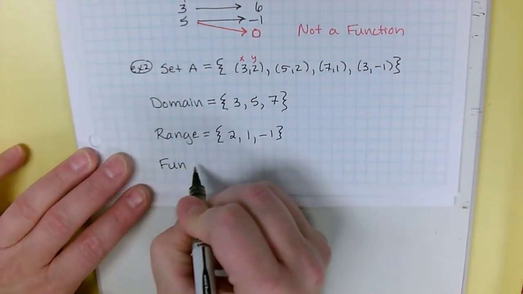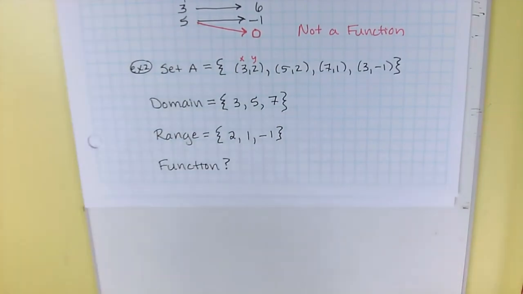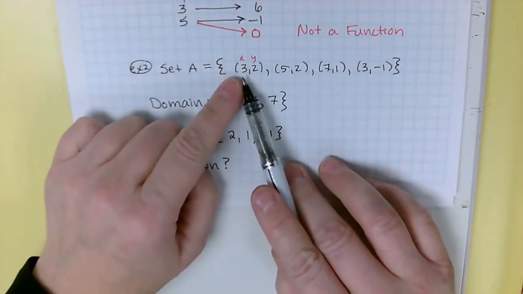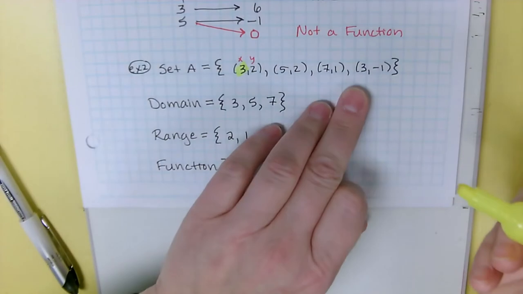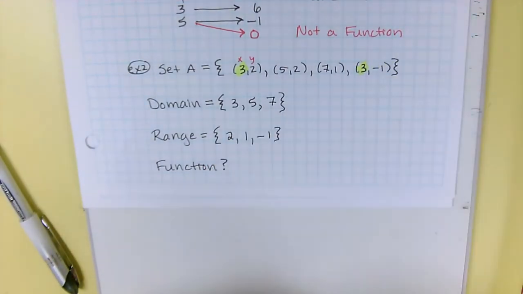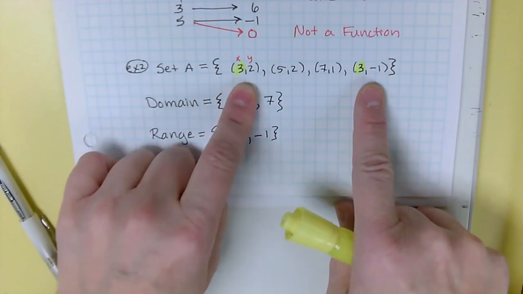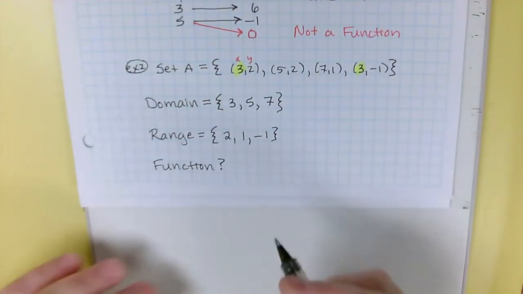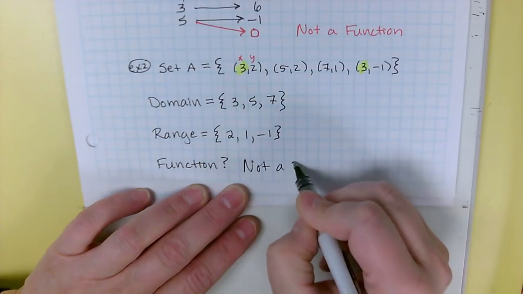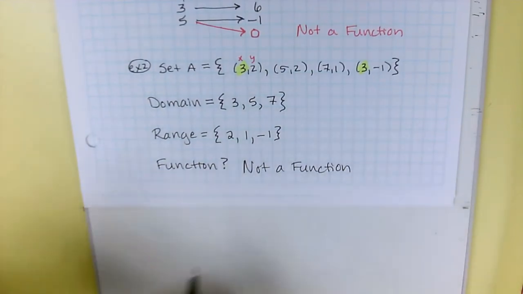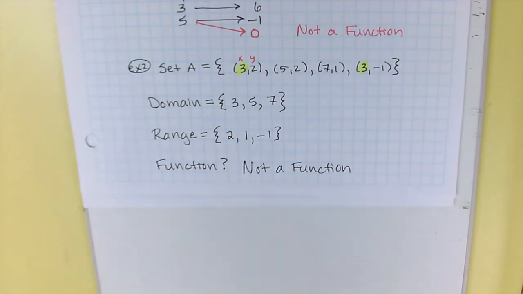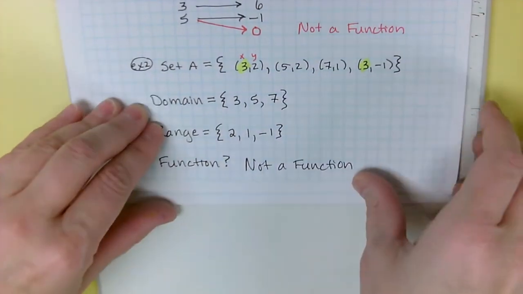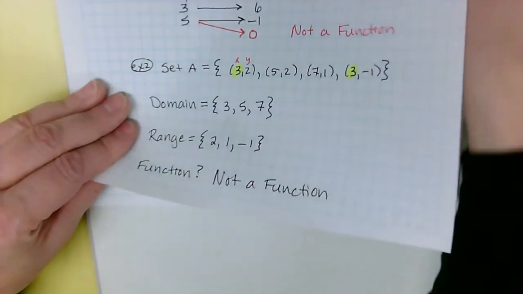The last question they're going to ask you is, is it a function or not? So looking at this, I have a 3 paired with a 2. But then later on, I have a 3 that's paired with a -1. So my x is being paired with 2 different y values. So this is not a function. Okay, so that's your basic relation and function questions. Now we're going to go on to function notation.